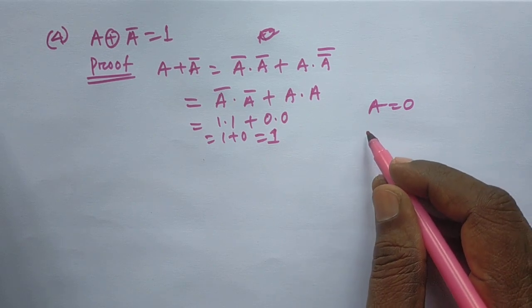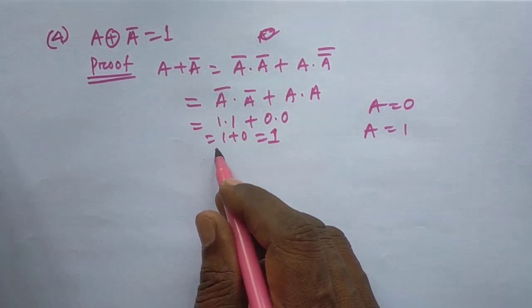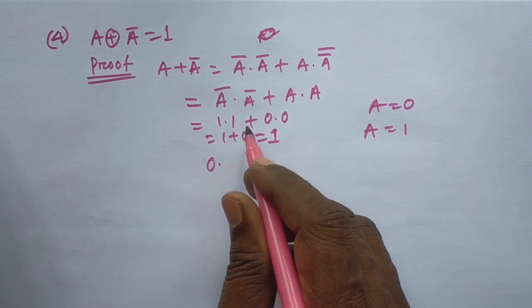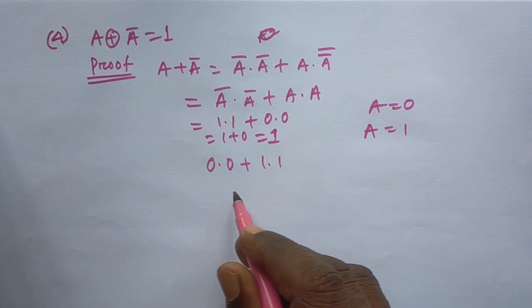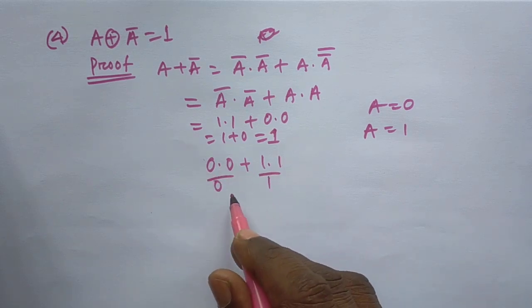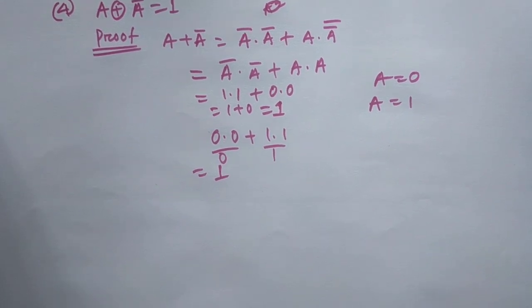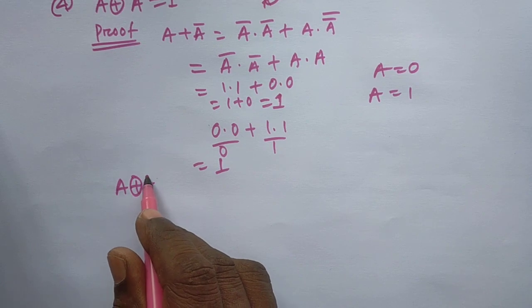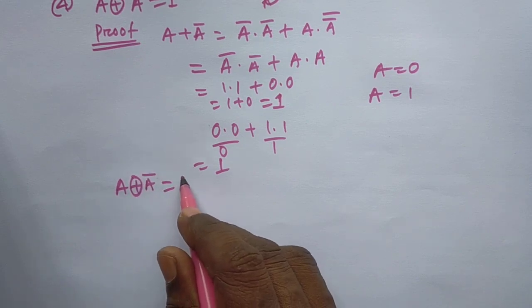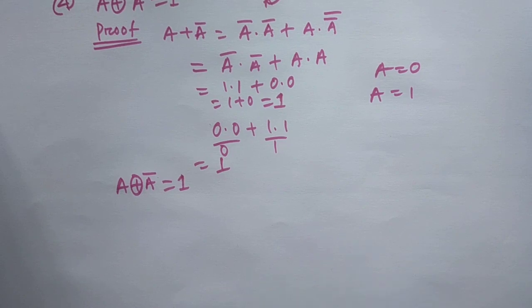Next, if a is equal to 1, then what happens? A is 1 means a complement is 0. A complement 0 dot 0 plus a is 1 dot 1, that is 0 plus 1, that is also 1. Okay, that is also 1. So a XOR with a complement is 1. Okay, in this way different values we can also prove.